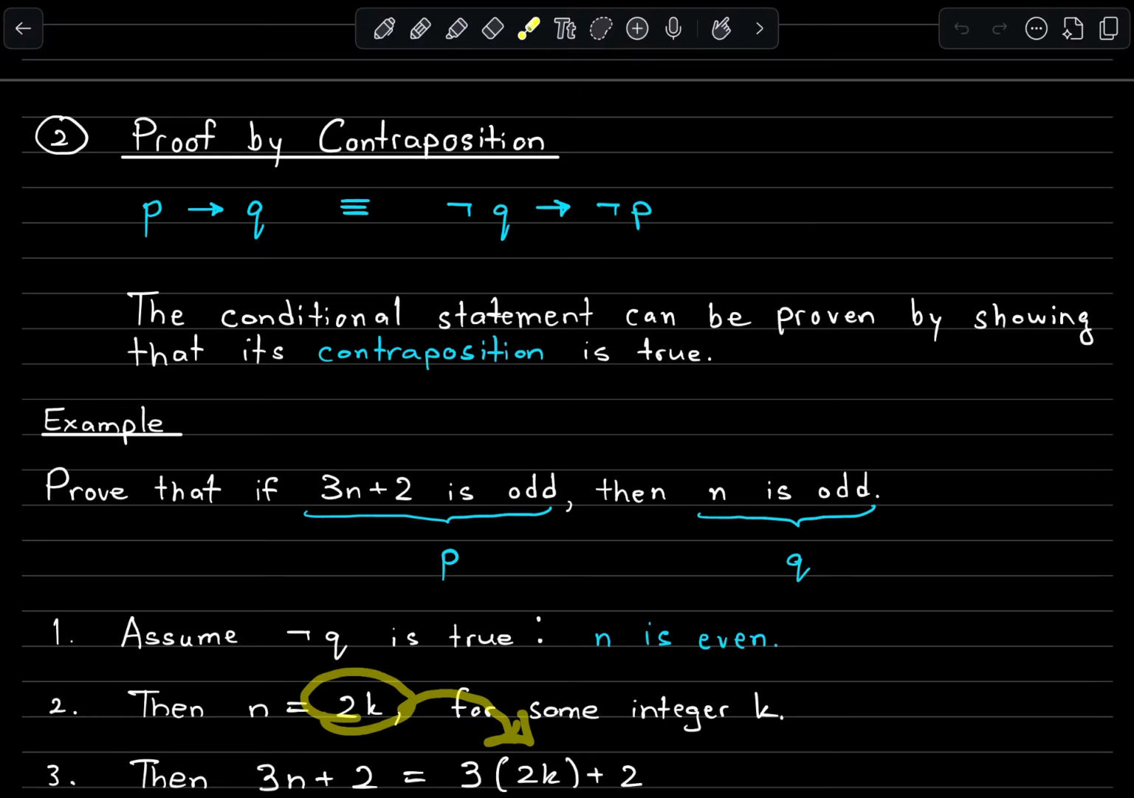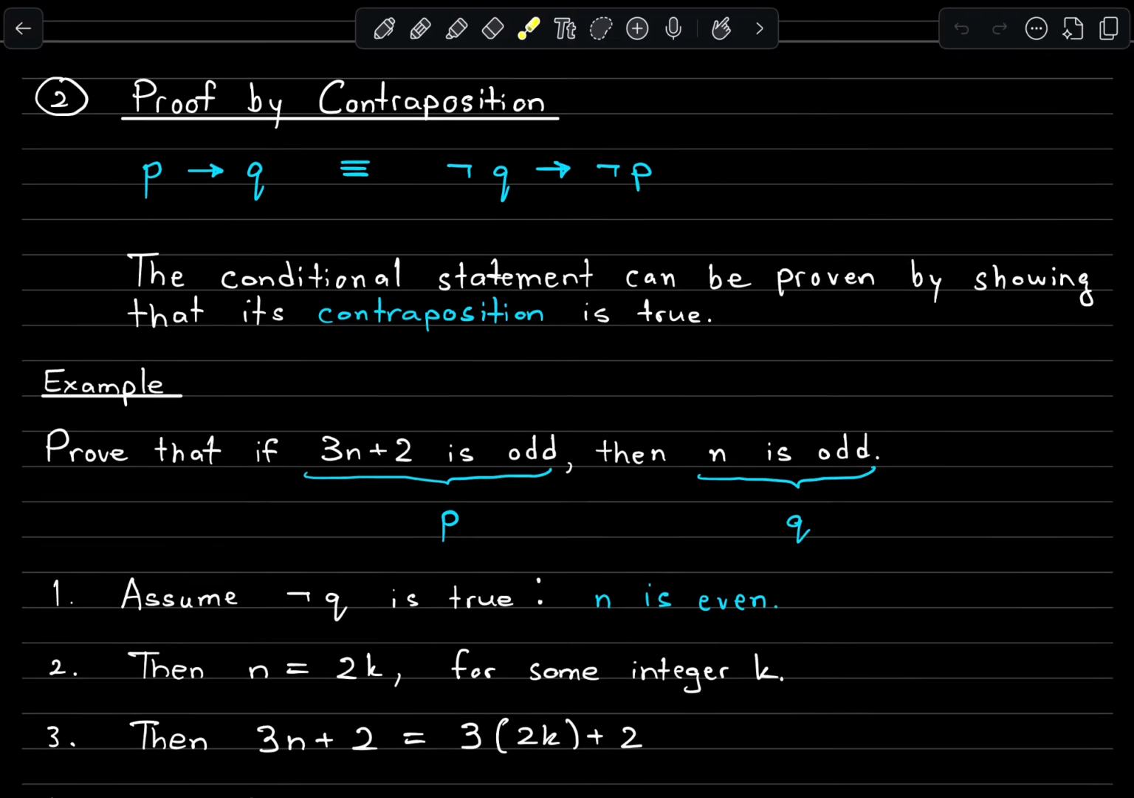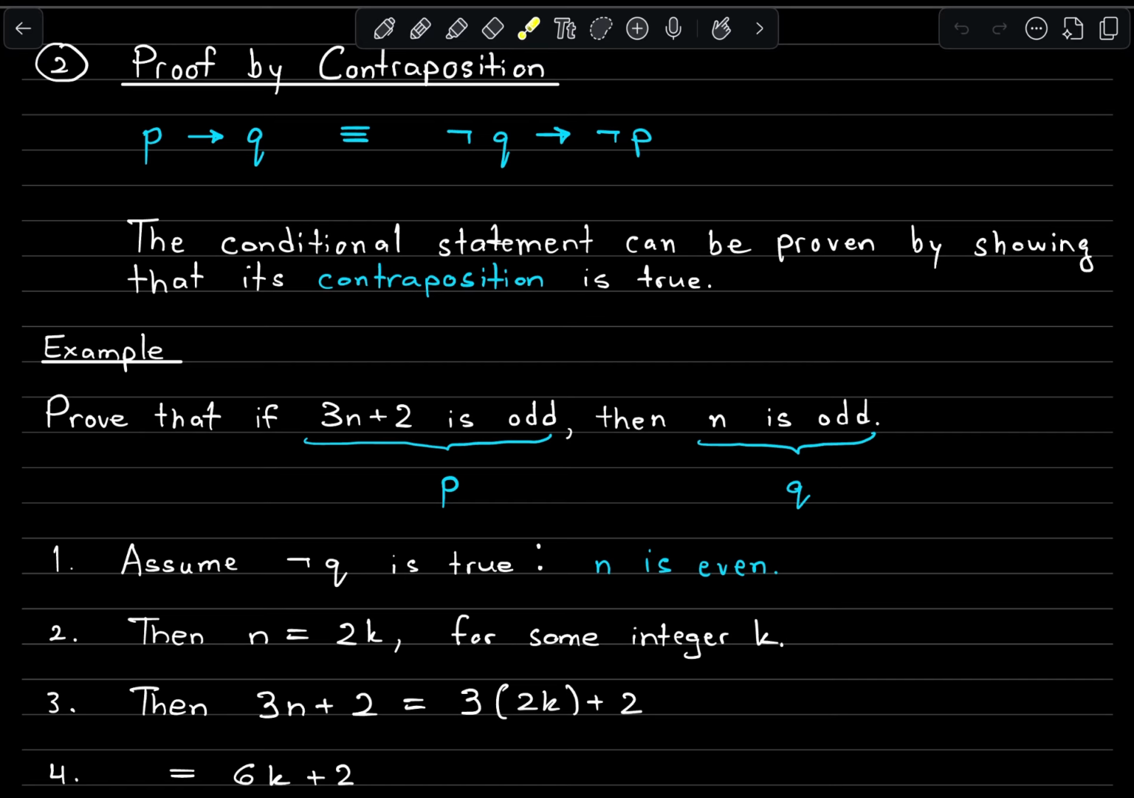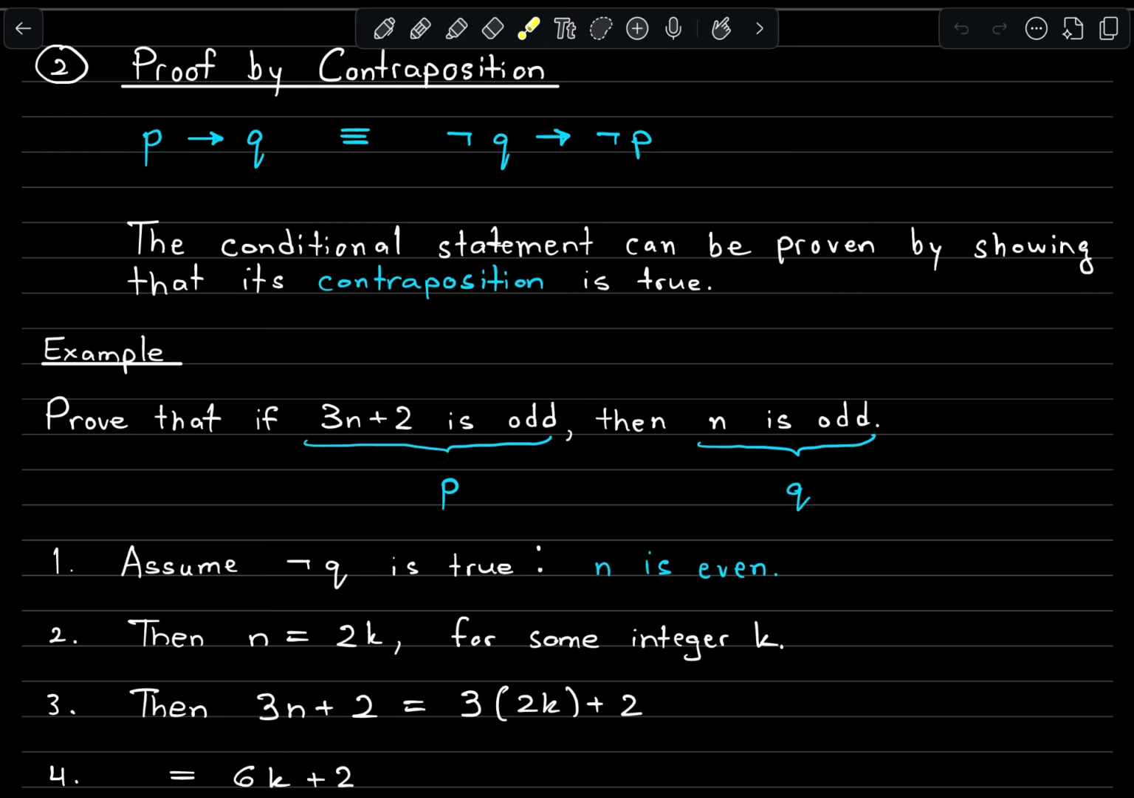So we're going to substitute in this 2k here for n in the 3n plus 2. So we're going to get 3 times 2k plus 2. If we simplify that right-hand side, we're going to get 6k plus 2. Now, our goal is to show negation p, which means 3n plus 2 is even. So just like the last problem, we're trying to get into this form. Last time we were trying to get into the form of 2 times something plus 1 for an odd integer. This time we're just going to try to get this into the format of 2 times something.